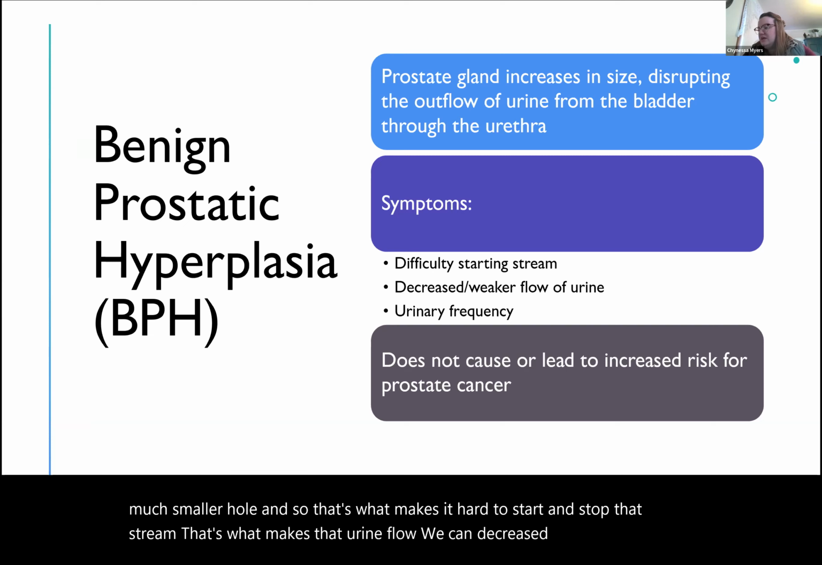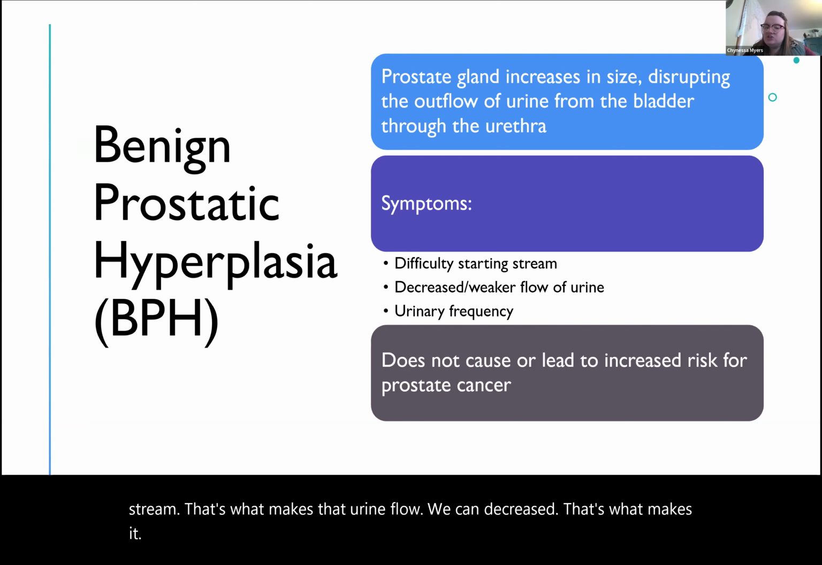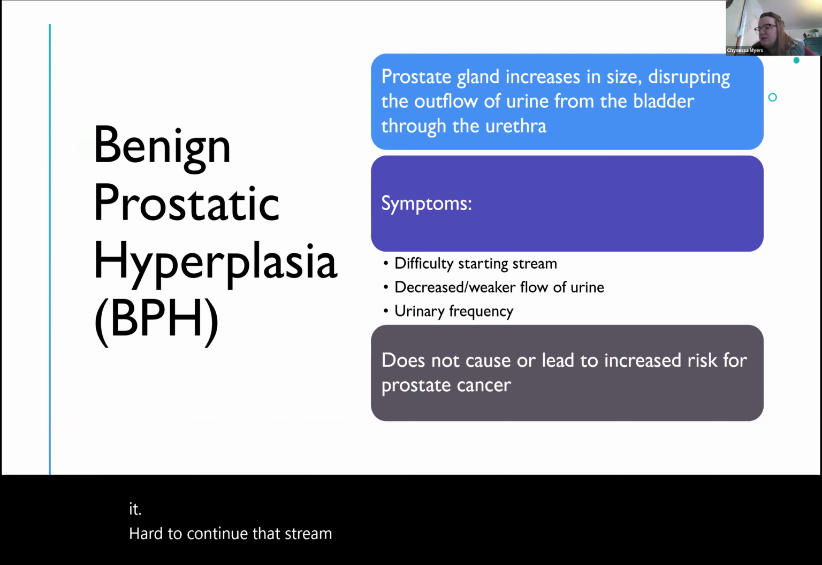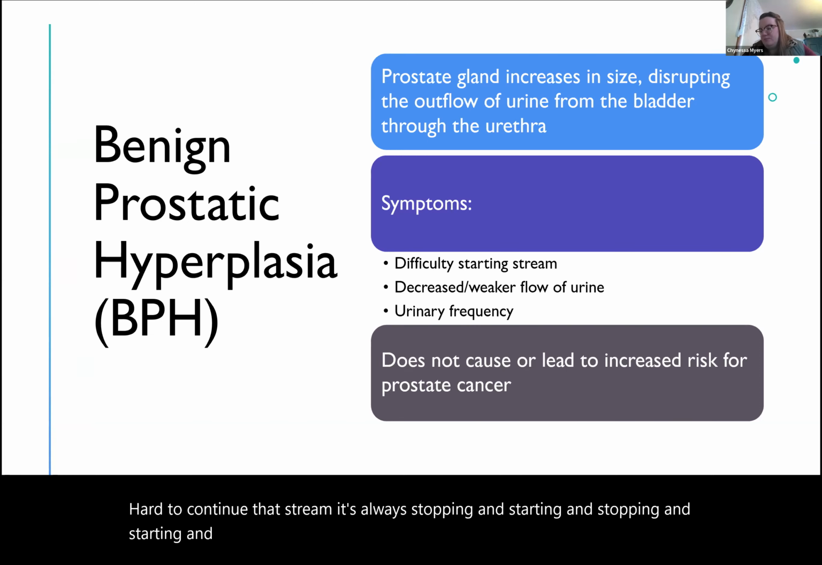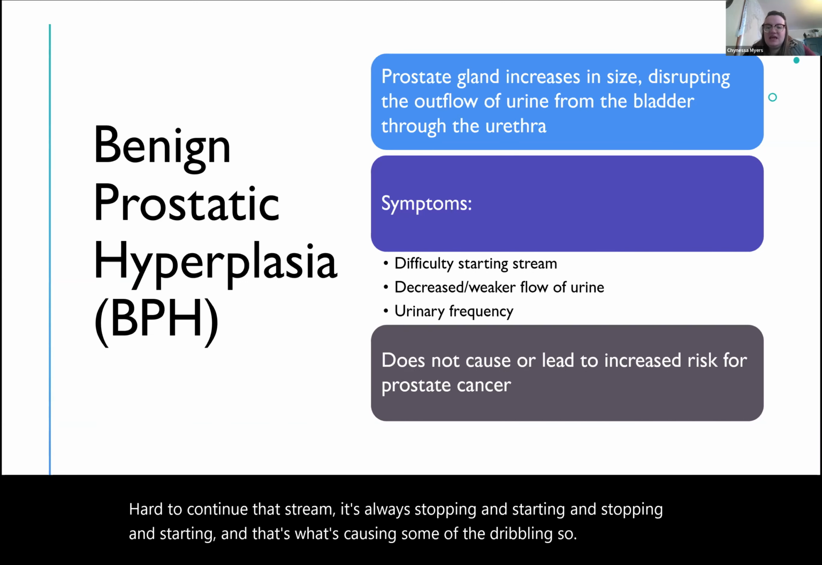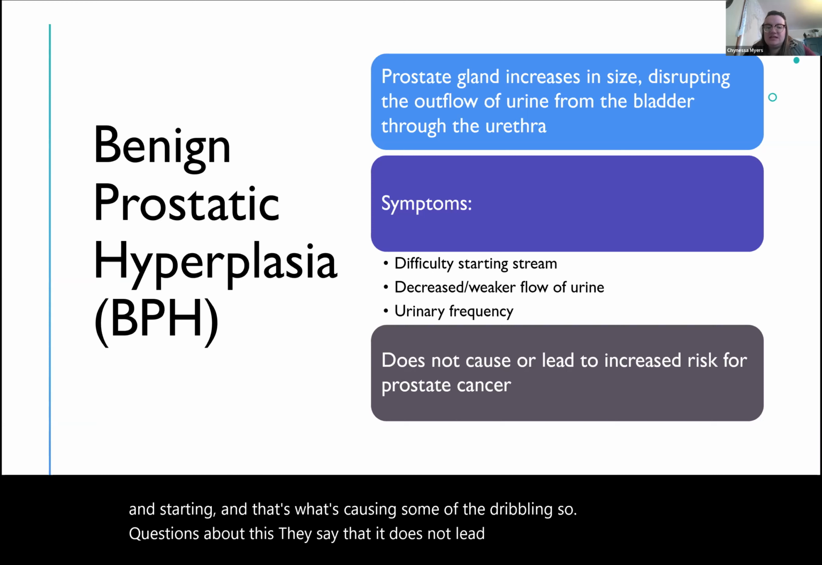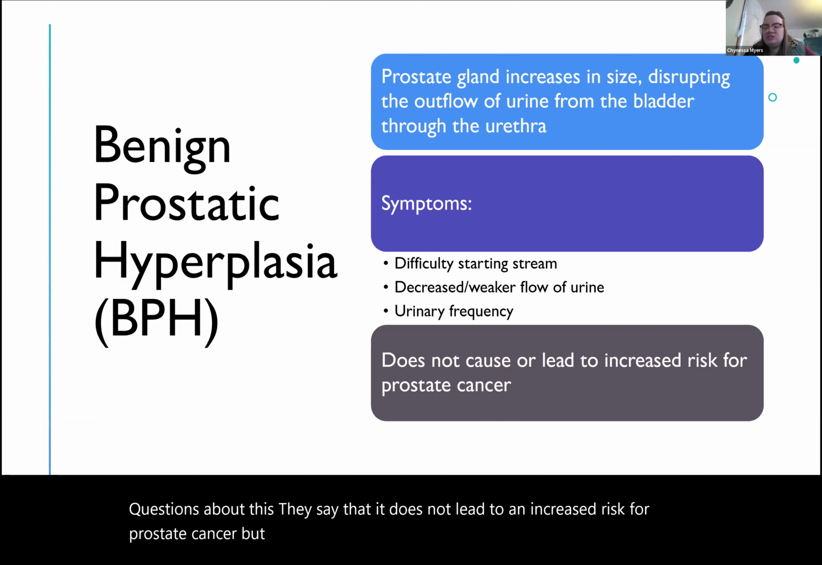That's what makes it hard to continue that stream. It's always stopping and starting and stopping and starting. And that's what's causing some of the dribbling. So, questions about this? They say that it does not lead to an increased risk for prostate cancer, but it does need to be watched and managed.